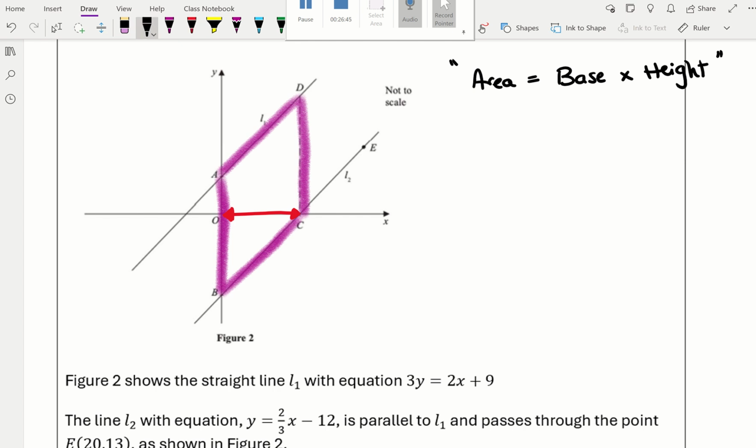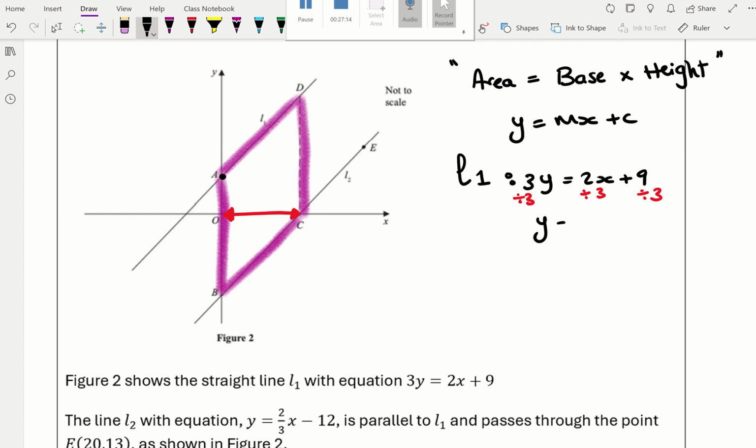And to find that, we need the equation of line 1 and line 2 in the form y equals mx plus c. So let's start with L1. A is the y-intercept, so it's c. We've got 3y equals 2x plus 9, so I need to divide everything by 3. So y equals 2/3 x plus 3. So A is 3.